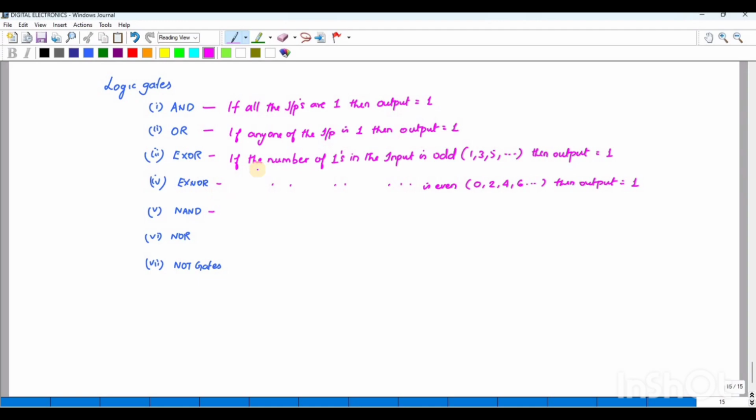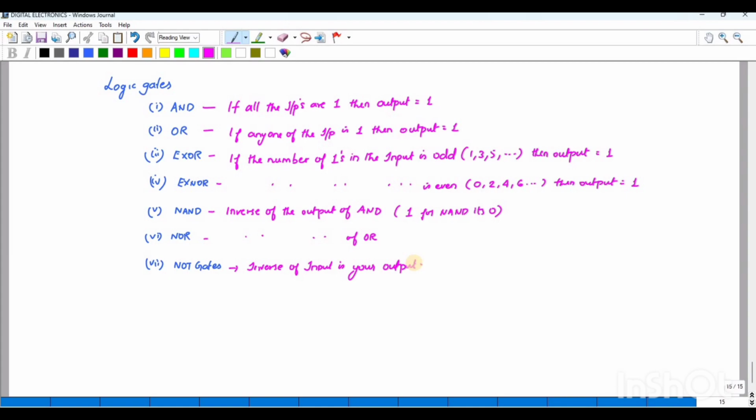NAND gate is the inverse of the output of AND gate. That is, if suppose the output of the AND gate is 1, then for NAND gate it is 0. Okay. So NOR is the inverse of the output of OR gate. Okay. So NOT is the inverse of the input. Inverse of the input is your output. So this is your logic.